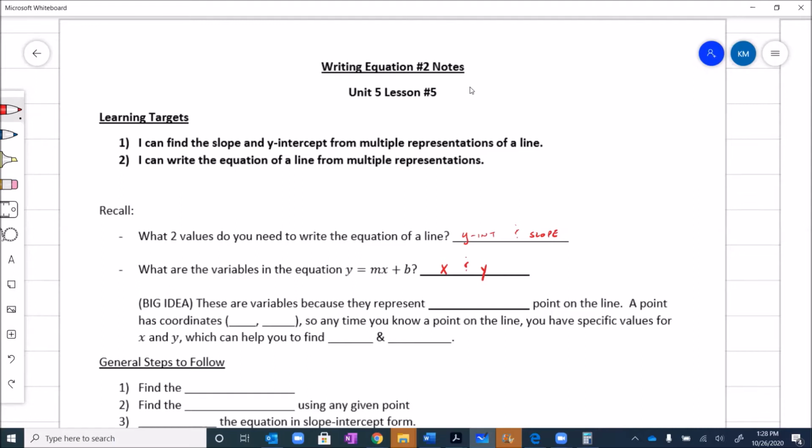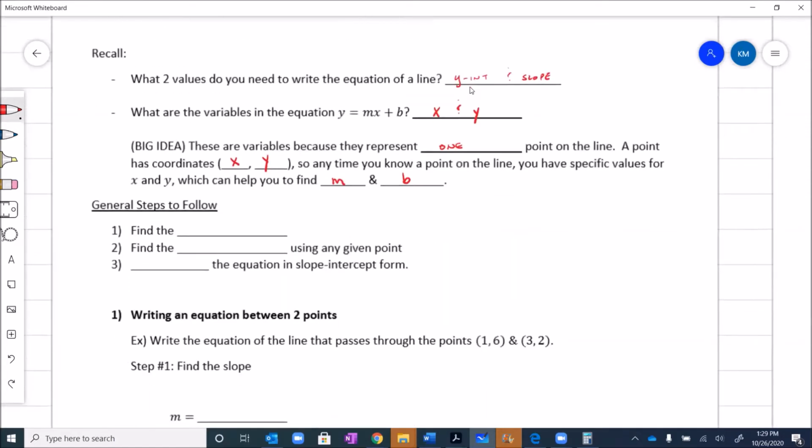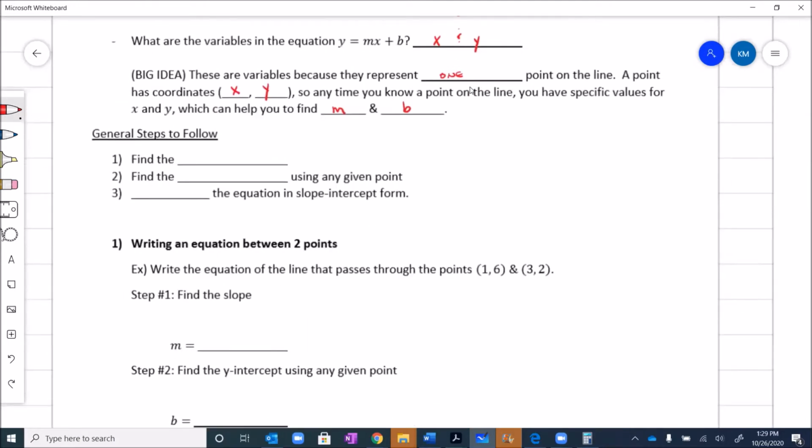Okay, now these are variables because they represent 1 point on a line. And a point has coordinates x and y. So anytime you know a point on the line, you have specific values for x and y, which can help you find our slope and our y-intercept. And on a line, the reason that 1 point would be a variable is because the line has 100 points, 1,000,000 points, infinity points, right? So 1 point on a line changes, because there's more than one.